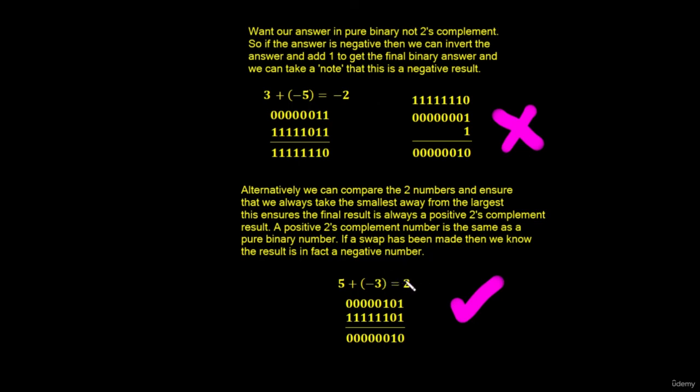And the beauty of it is that whenever we look at the representation of this here, it gives us a positive 2's complement, which is just exactly the same as our binary answer. So we get our normal binary answer here. And of course, we can also take a note that it is in fact a negative number. We know it's a negative number because we've had to swap these round in order to ensure that we ended up with the correct format here. So we'll have a note of the fact that it's a negative, and we'll also have the absolute value. This is the option we're going to use here.